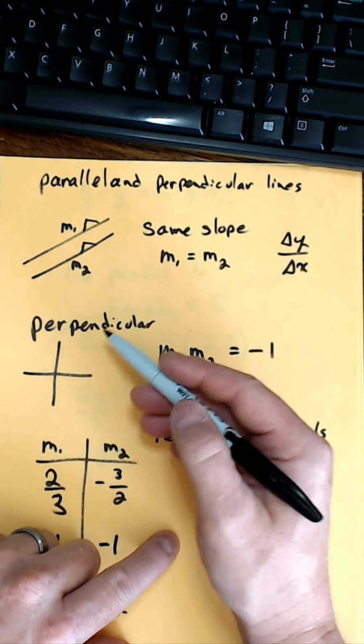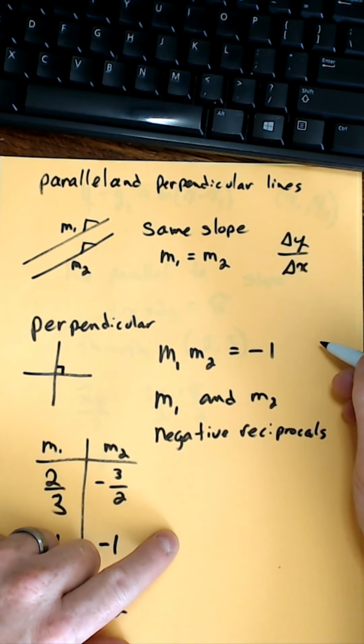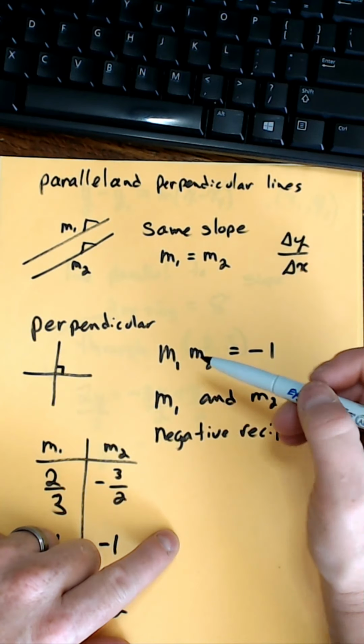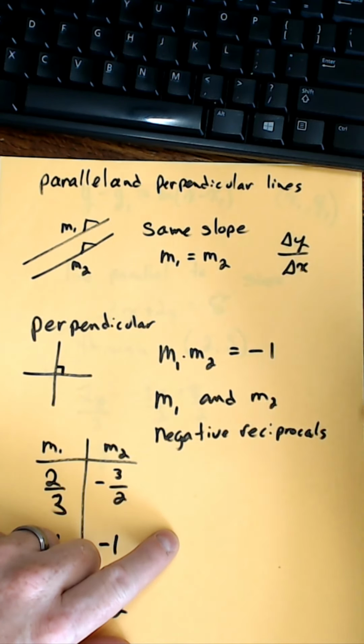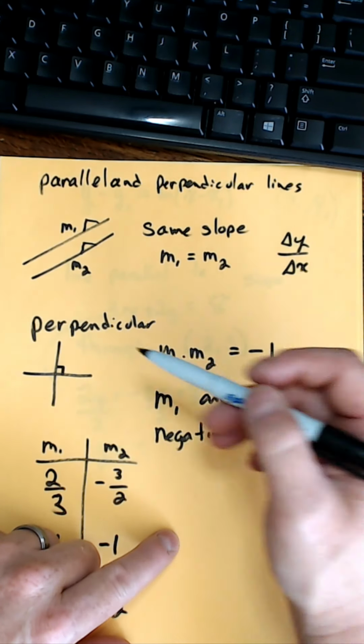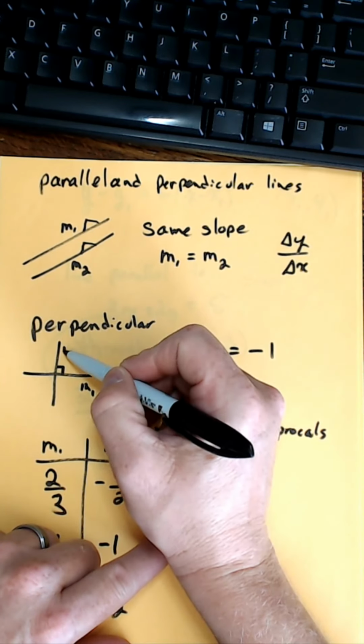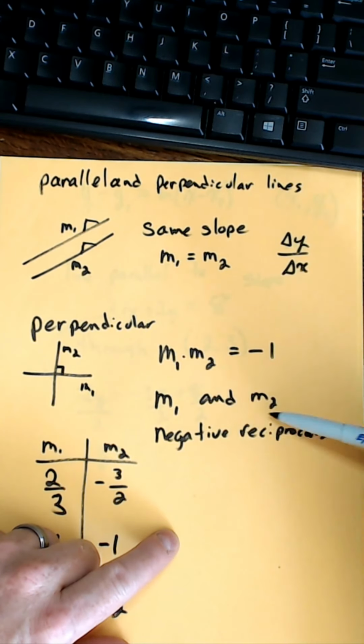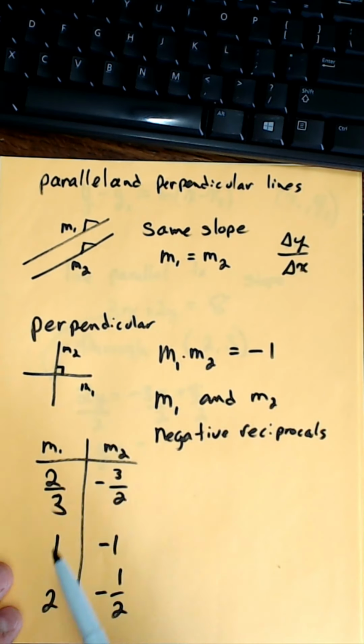When you have perpendicular lines, they meet at a right angle. One way to recognize perpendicular lines is if you multiply their slopes together, they are equal to -1, which means that the slope of one line is perpendicular to the slope of the other line if the slopes are negative reciprocals of each other. So for example, if I had a slope of 2/3, its perpendicular would be -3/2. Or if you had 1, you would have -1. If you had 2, then you would have -1/2.